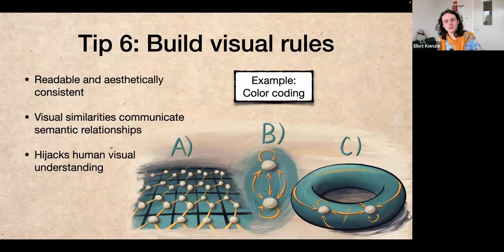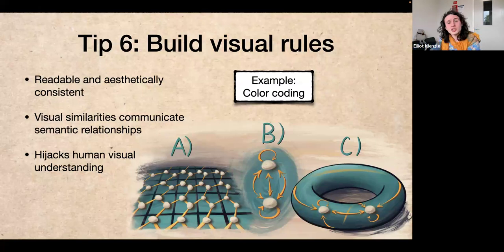Okay, now I want to get more into the nitty-gritty about how I actually put the ideas onto the page. And to do this, we have tip number 6, which is to build a set of coherent visual rules that your image will follow, which is useful because it makes things readable and it makes things aesthetically consistent, and we love aesthetic consistency. But more to the point is that these visual similarities can communicate semantic relationships between the mathematical objects that are hard to see otherwise.